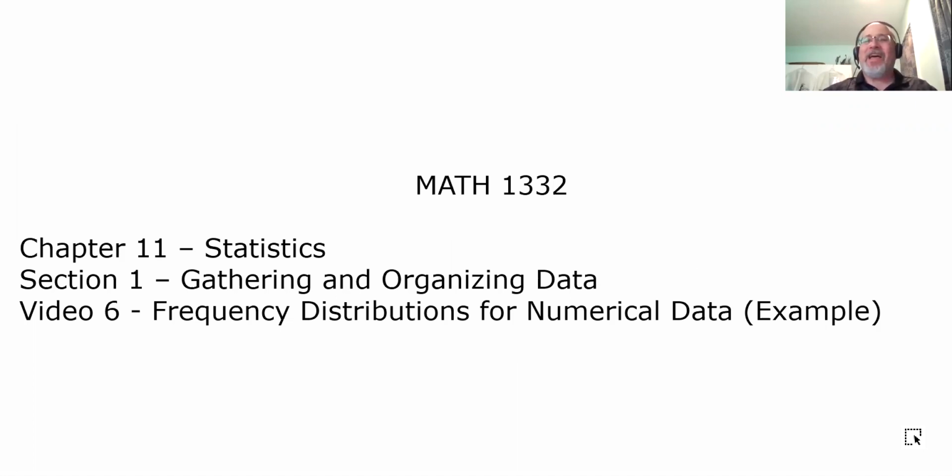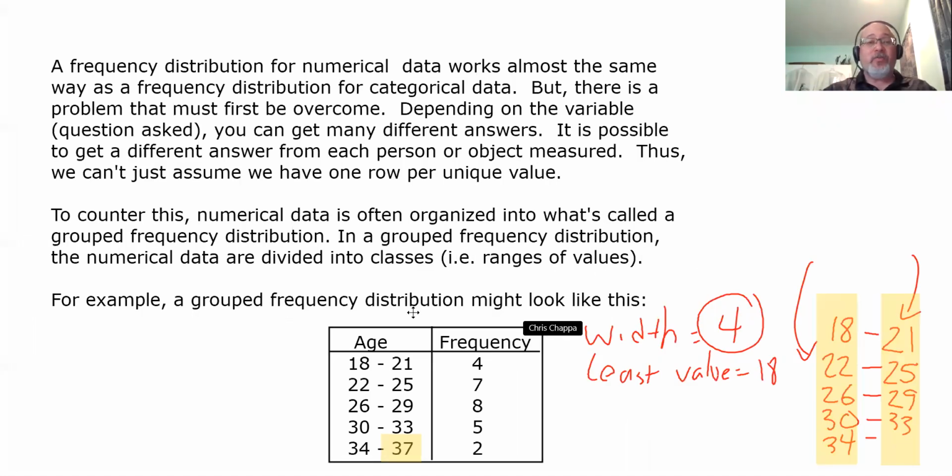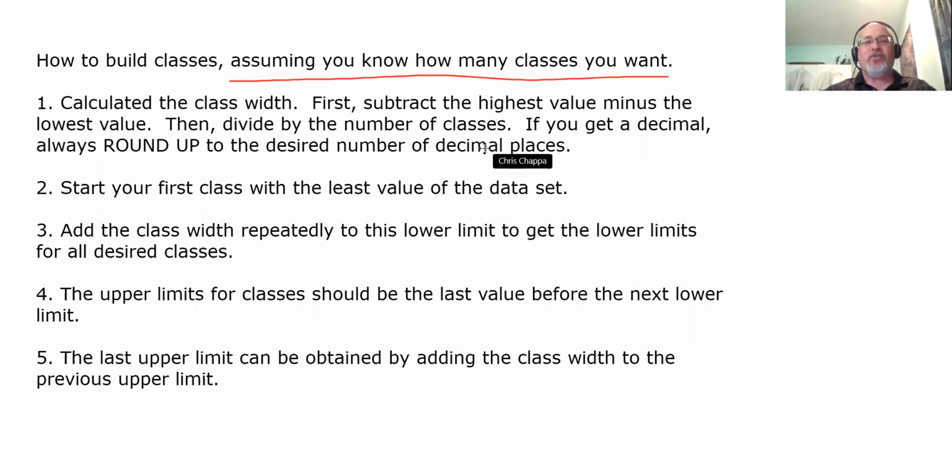I made a decision in the last video to end it before we got to the example because the video was already getting fairly long. But just to quickly summarize what we did, and I do mean quickly, we're going to build a grouped frequency distribution by creating classes of values like 18 through 21, 22 through 25, et cetera. We calculate the class width by subtracting the highest minus the lowest, dividing by the number of classes, and always rounding up.